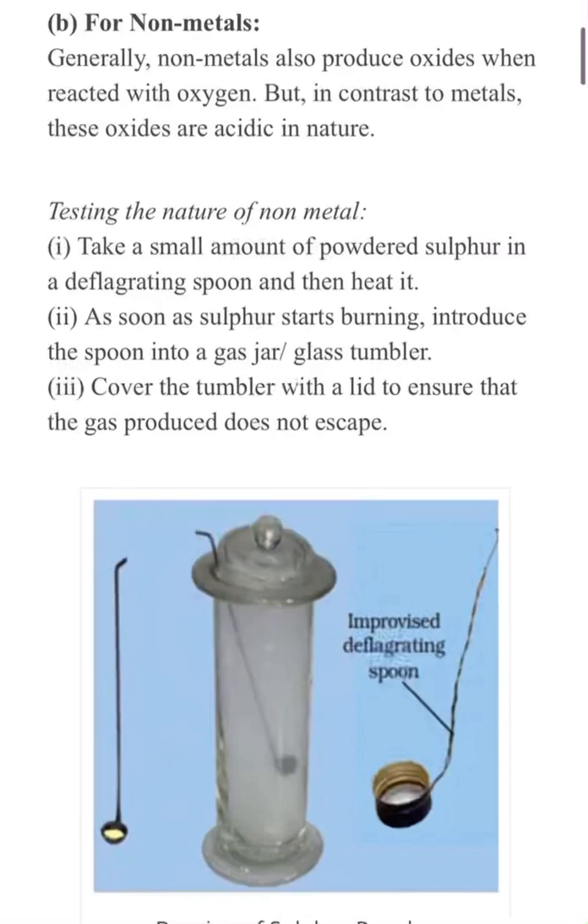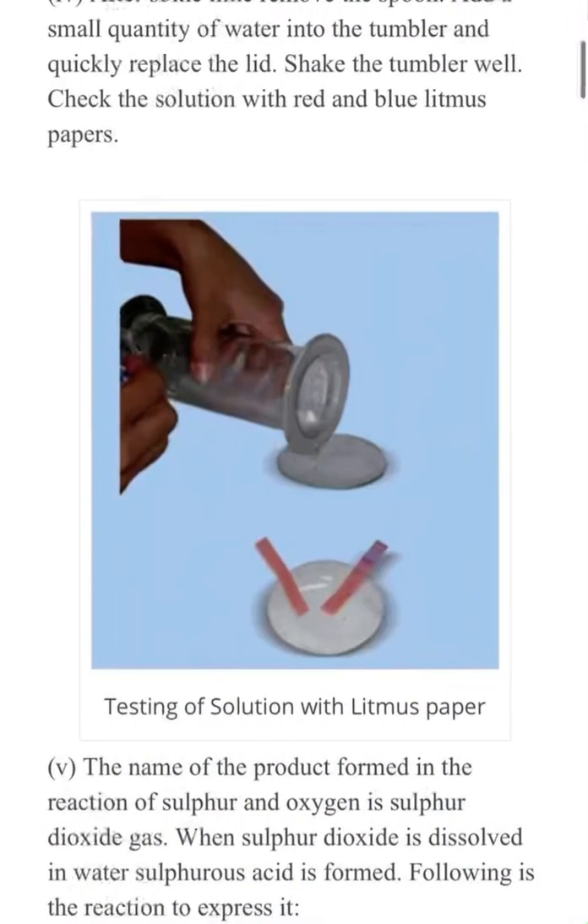Take a small amount of powdered sulfur in a deflagrating spoon and heat it. As soon as the sulfur starts burning, introduce the spoon into a glass tumbler and cover it with a lid so that the gas does not escape. After some time we remove the spoon, add a small quantity of water into the tumbler and shake the tumbler well. Now we check the solution with litmus paper. We can use the red or the blue one.